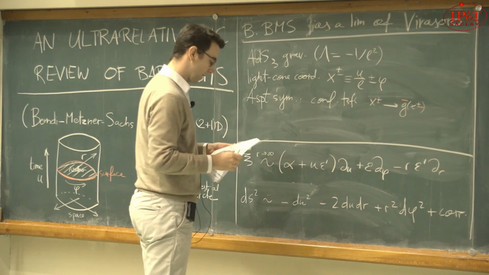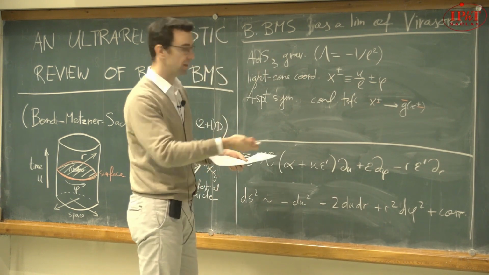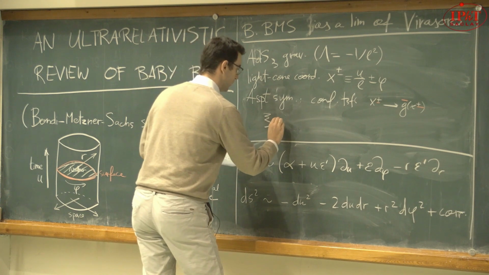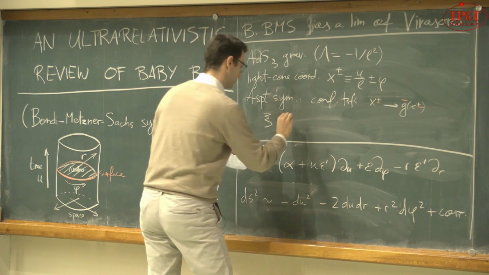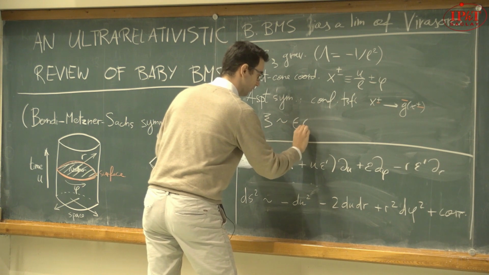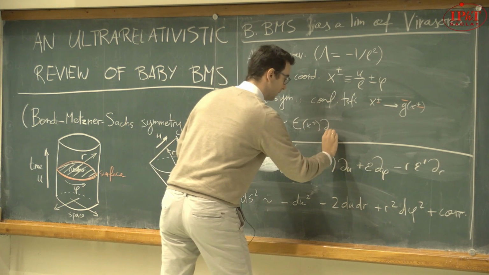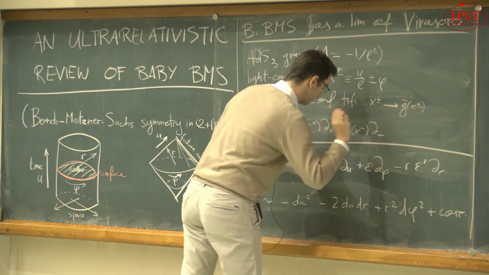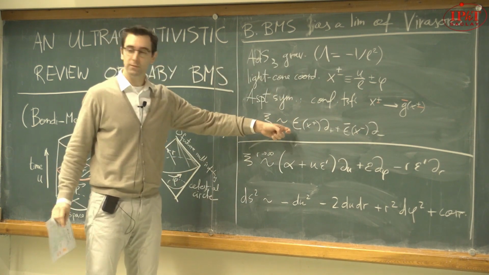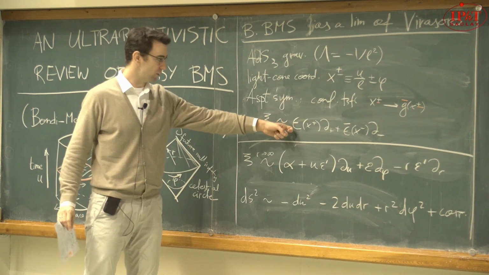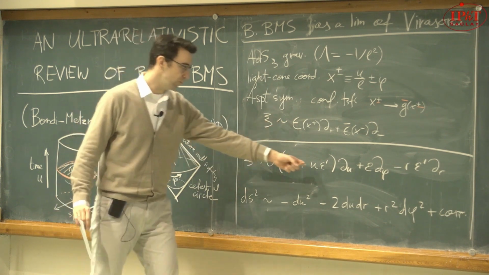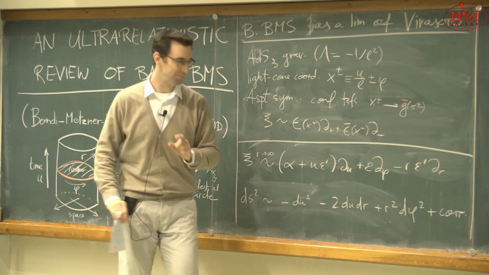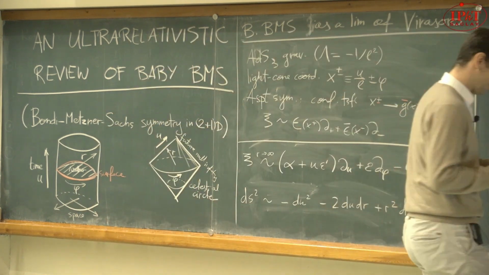And so the generator for these transformations is actually a vector field ξ, which asymptotically in spacetime takes the form of some function ε of x^+ times ∂_+ plus some other function ε̄ of x^- times ∂_-. By the way, in LaTeX this would be backslash epsilon, while this would be backslash varepsilon. I'm using two different epsilons, and this is going to be important.